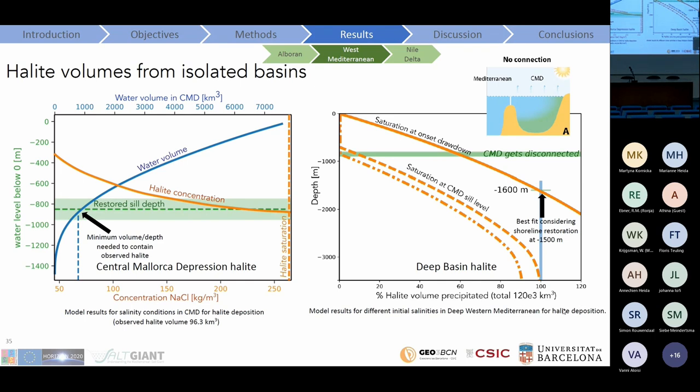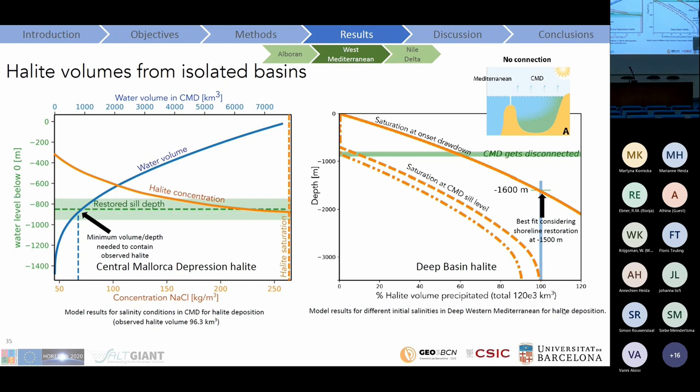But when you start the deposition at a lower water level, so that means a lower initial salinity, for example, here, informed by the results in the same day, we start the halite deposition only once the Central America depression gets disconnected. And what we see is that it's still possible to form the entire Western Mediterranean halite volume, but this would require a complete desiccation of the basin.